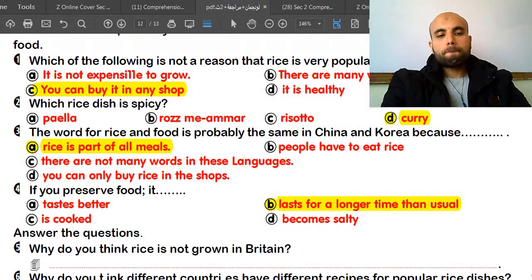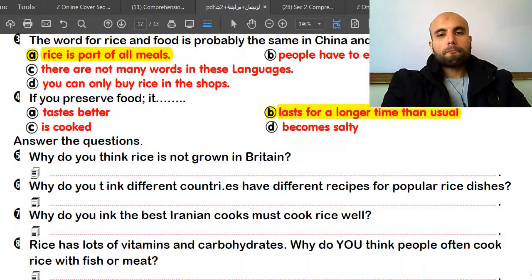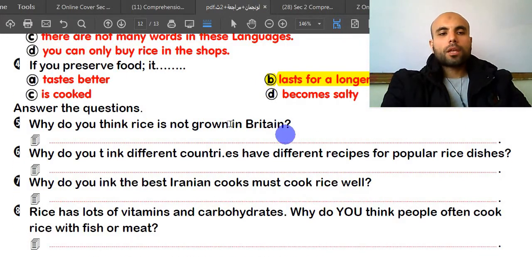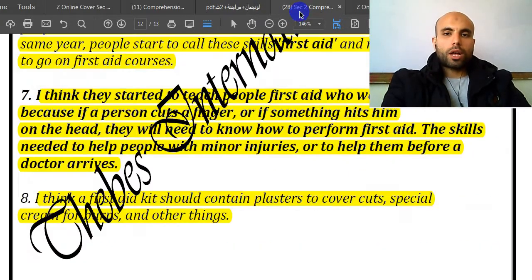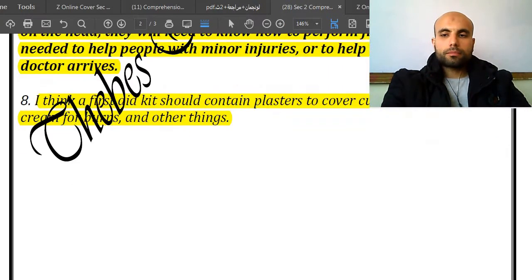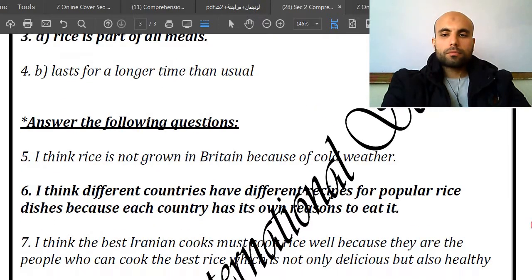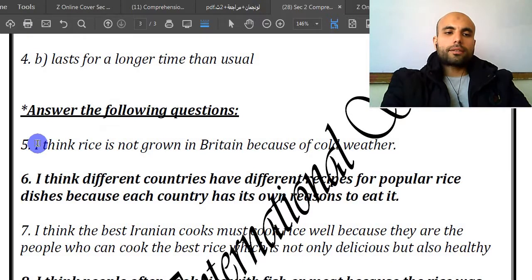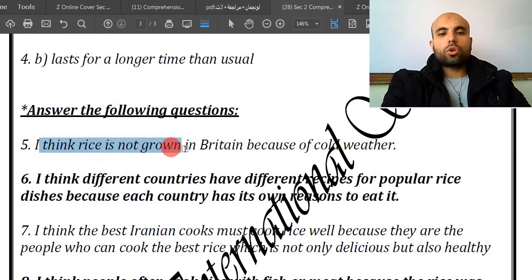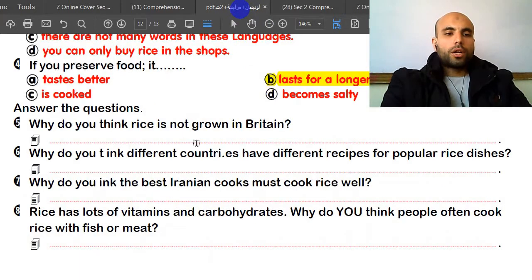Number 5. Why do you think rice is not grown in Britain? Here is the answer. So I think rice is not grown in Britain because of cold weather. Excellent.